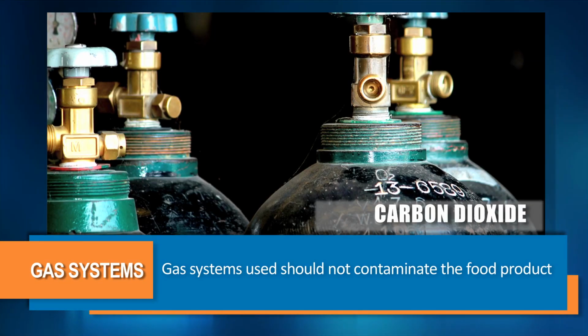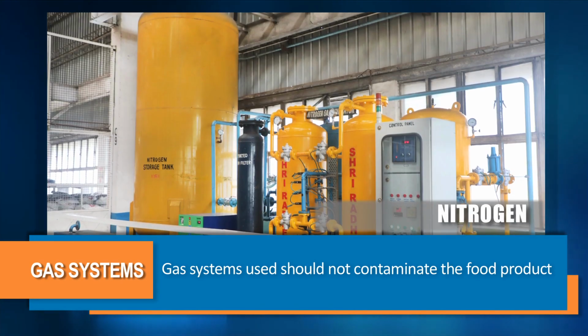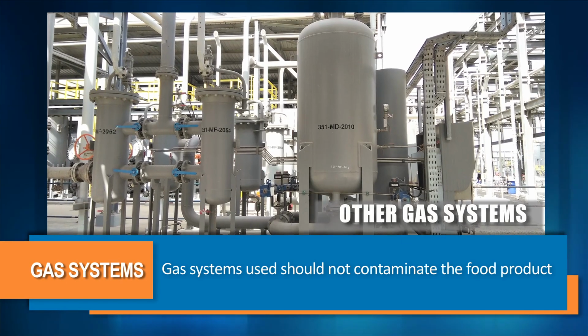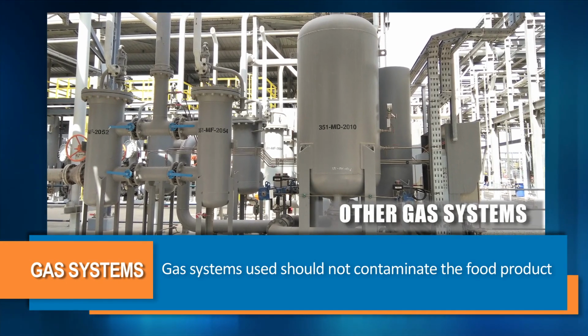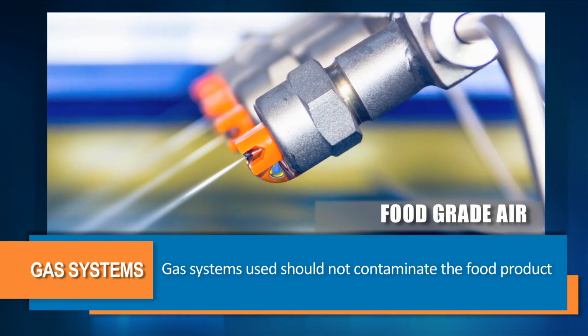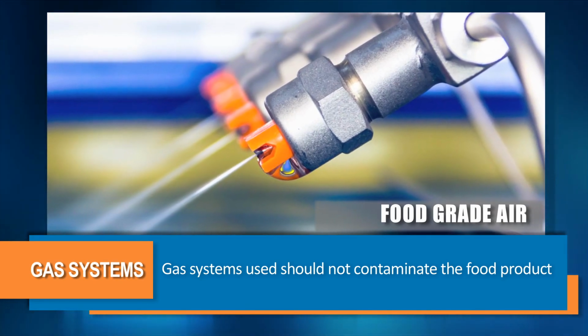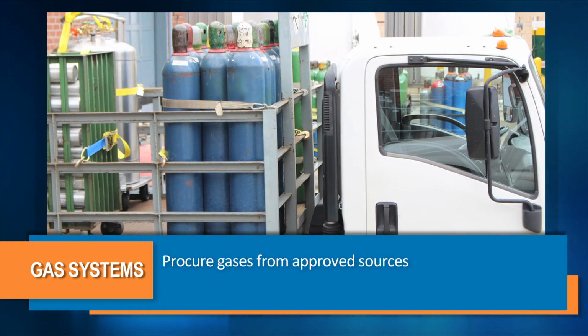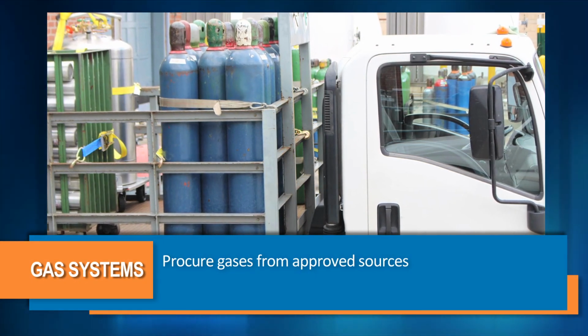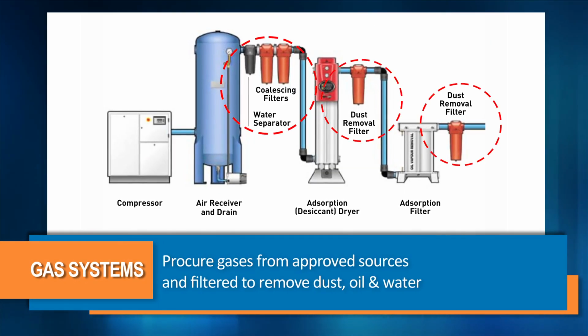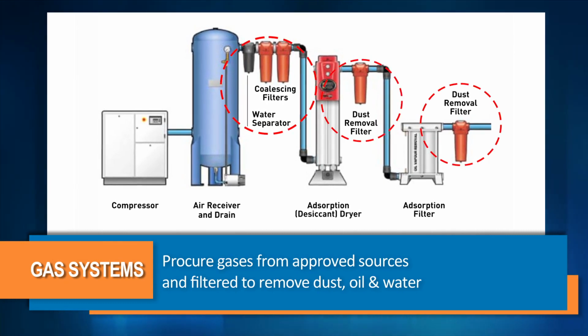Compressed air, carbon dioxide, nitrogen, or any other gas systems used in manufacturing or packaging process shall not contaminate the food product. The gases shall be procured from approved sources and filtered to remove dust, oil, and water.